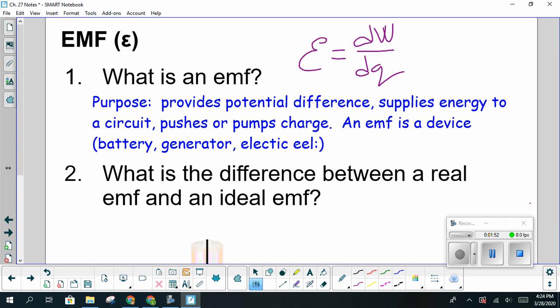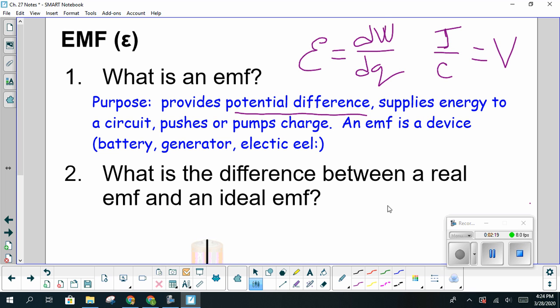And if we look at the units, it should make a little bit of sense to us. So our unit for work would be a joule, and the unit for charge is a coulomb, and we know a joule per coulomb, or energy per unit charge, is also known as a volt, which is consistent with this idea that an EMF provides the potential difference or that push for the charge around the circuit.